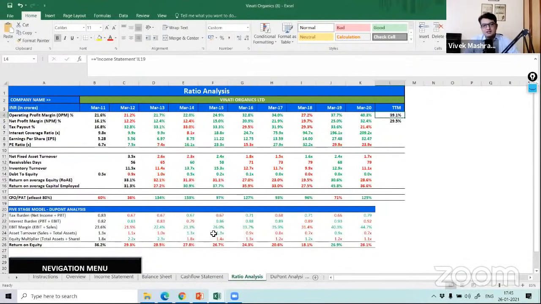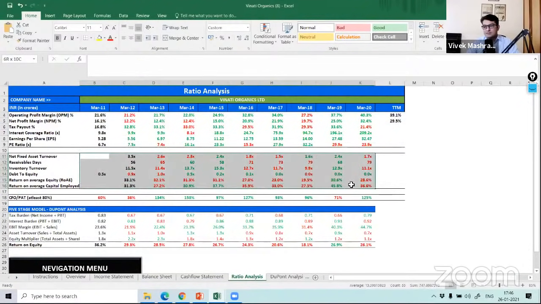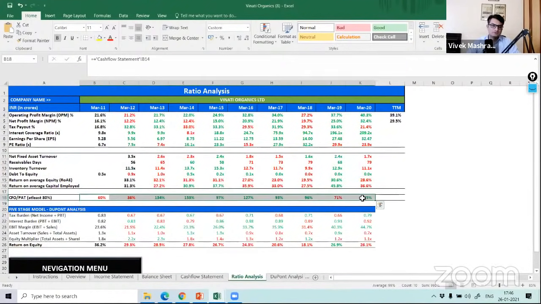Okay, so that is on the cash flow. So now let's jump to some of the ratio analysis. And this is very, very important again. In ratio analysis, what I have done is integrate all the ratios from different tabs. You have seen the income statement tab, there are some ratios. Then there is the balance sheet tab where there were many important ratios. And then you have CFO by PAT, which we derived from the cash flow statement.